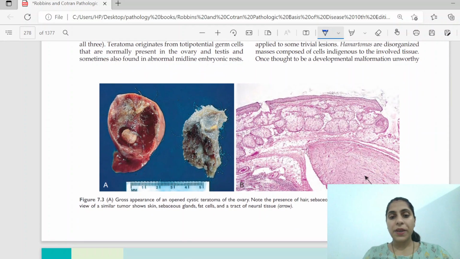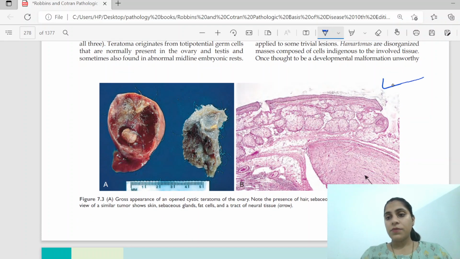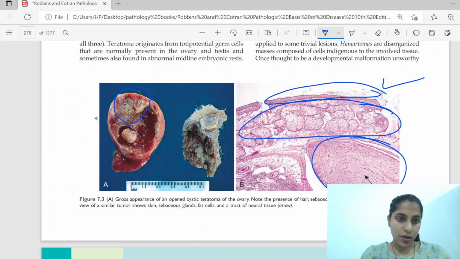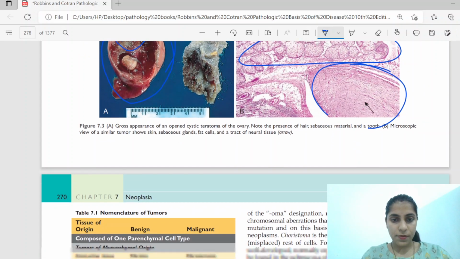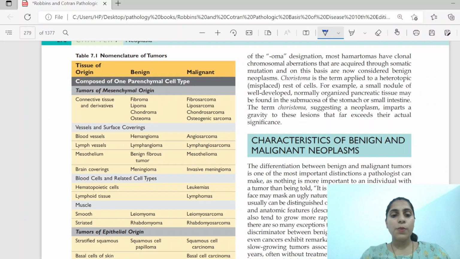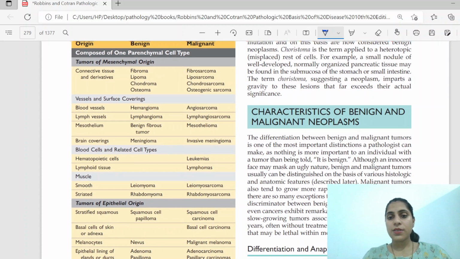This is a photomicrograph of the teratoma, showing the neural tissue, the sebaceous component, and the epithelium. And this is a gross picture showing hair component. It also had some sebaceous component. Then this is a cystic structure. This is an ovary. This slide shows nomenclature that you can study yourselves.